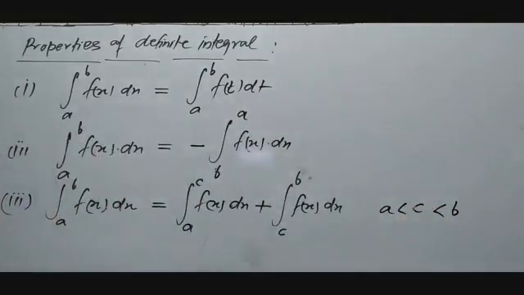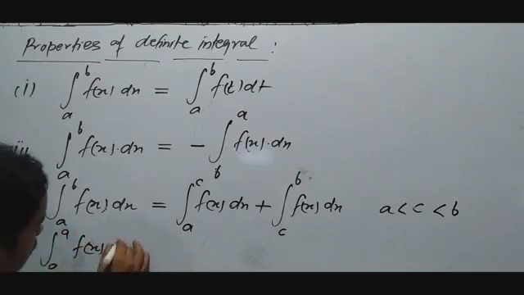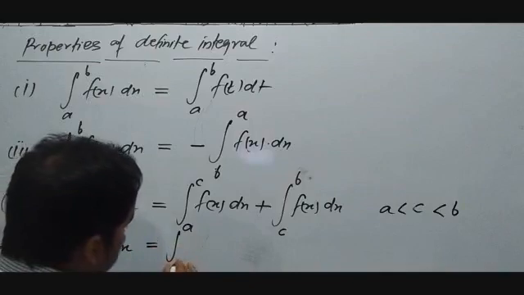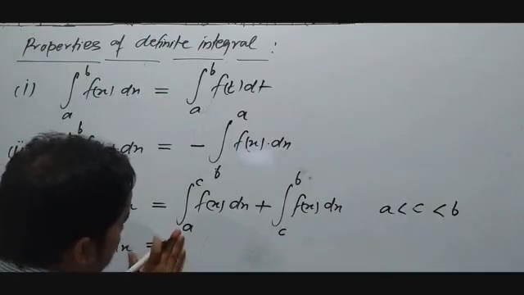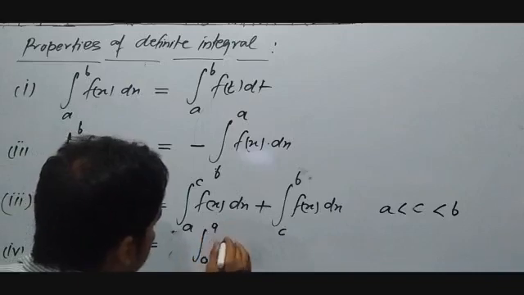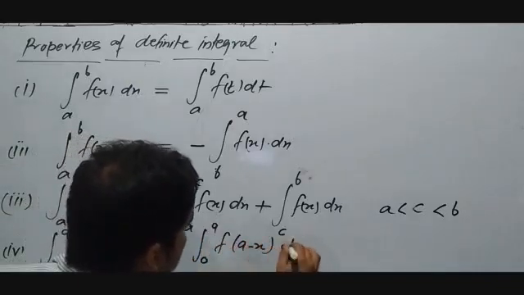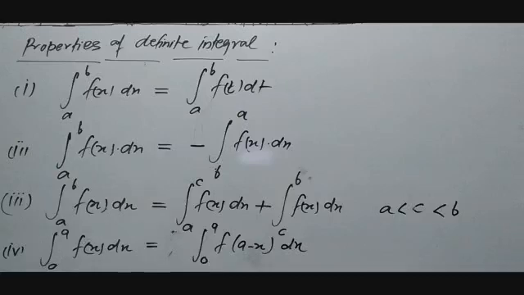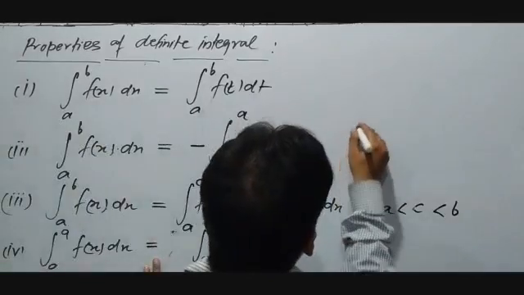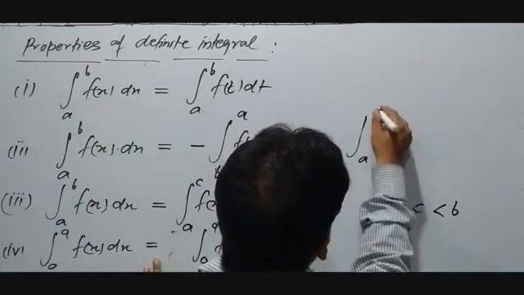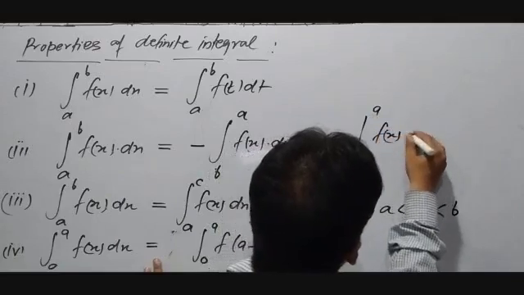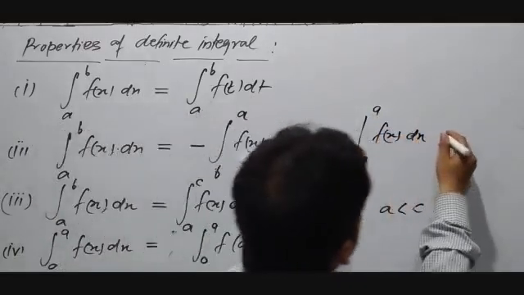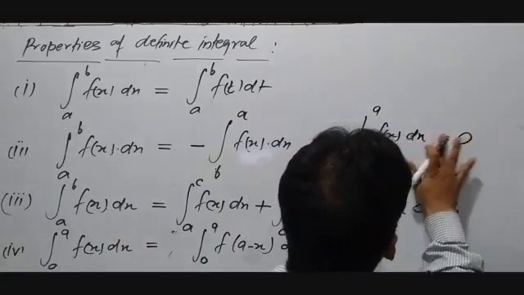Now see the fourth property: the integral from 0 to a of f(x) dx, we can write as the integral from 0 to a of f(a minus x) dx. This is the fourth property. And according to property 2, in particular you can write the integral from a to a of f(x) dx. Upper limit and lower limit are equal, so the result will be 0.